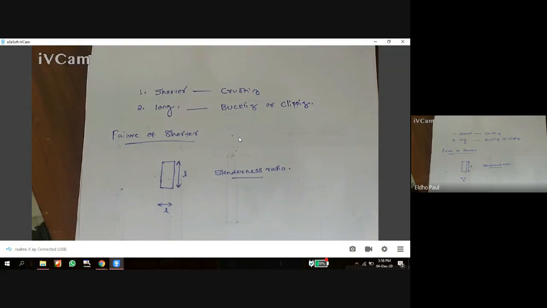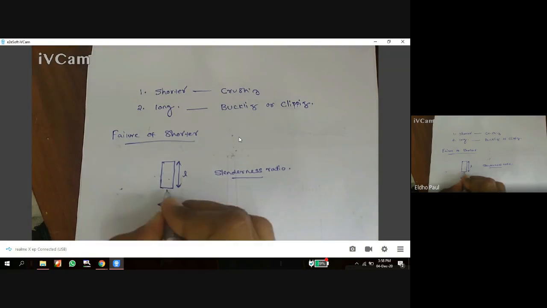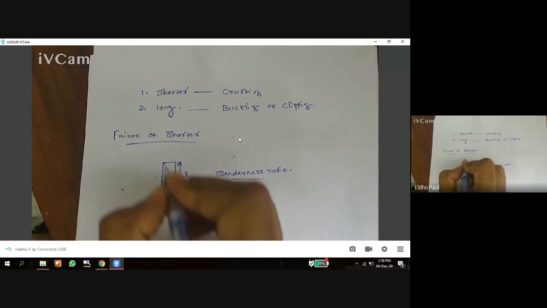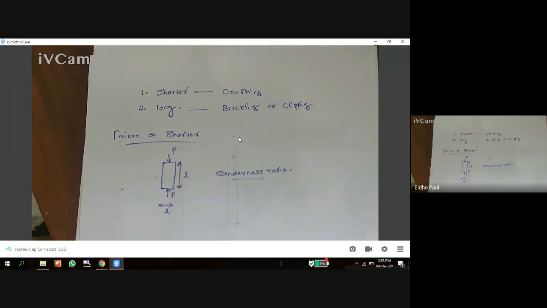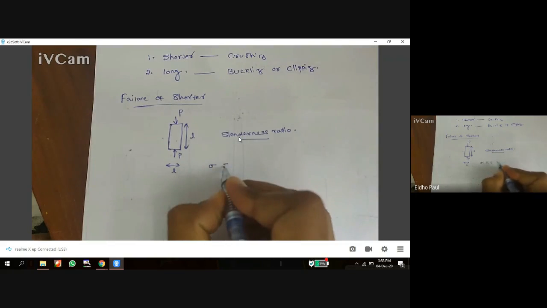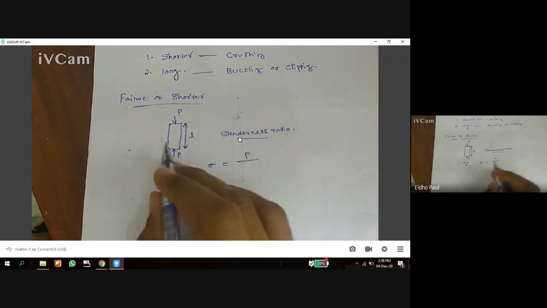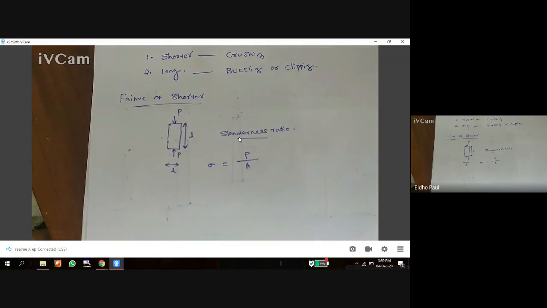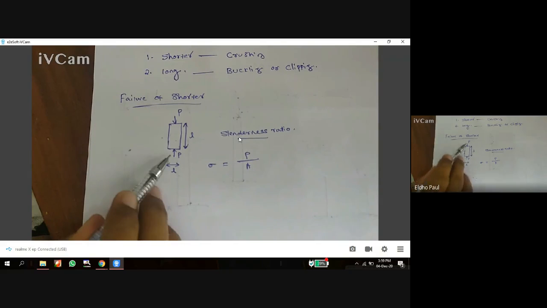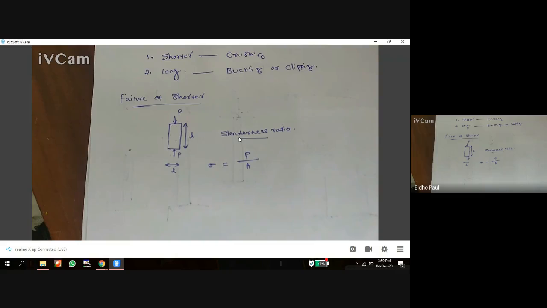But here I am taking a shorter column, and in this shorter column, I am applying a force P. A compressive force P is applied. So now the average stress sigma is equal to the compressive load divided by the cross section area, P by A. I am gradually increasing this load P acting on the shorter column. At a particular stage, what happens? The column will be on the point of failure by crushing.